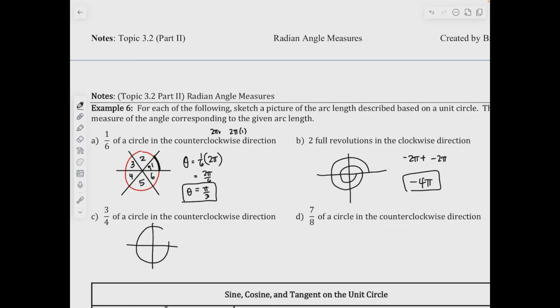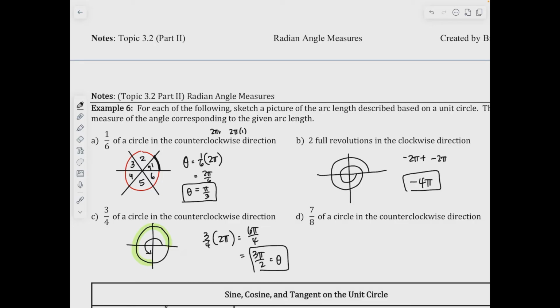Okay, for letter C, 3/4 of a circle in a counterclockwise direction. So here is my circle. And if I'm going to go 3/4, so there's 1/4, 2/4, 3/4. So we are referring to this piece right there. Okay, and so therefore this is 3/4 of 2 pi. And so 3/4 of 2 pi would be 6 pi over 4, which is the same thing as 3 pi over 2.